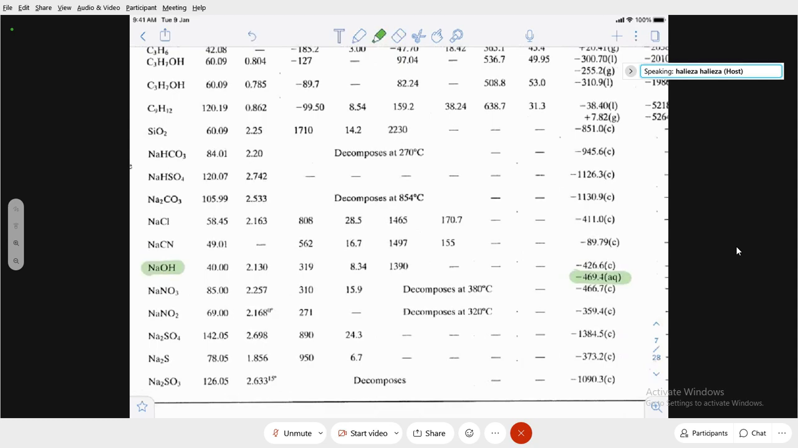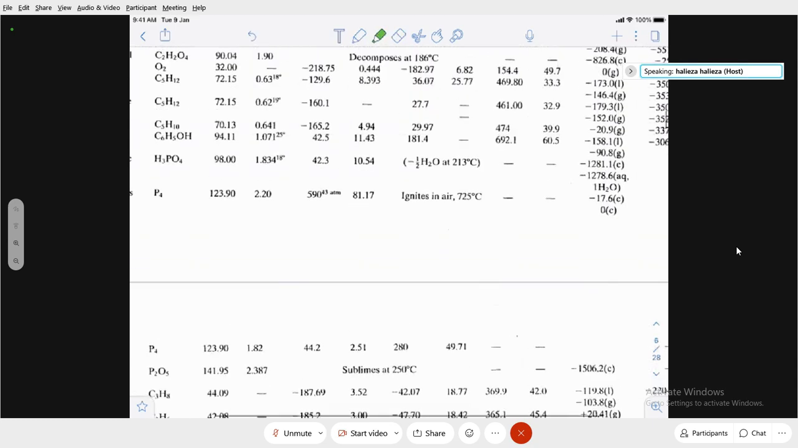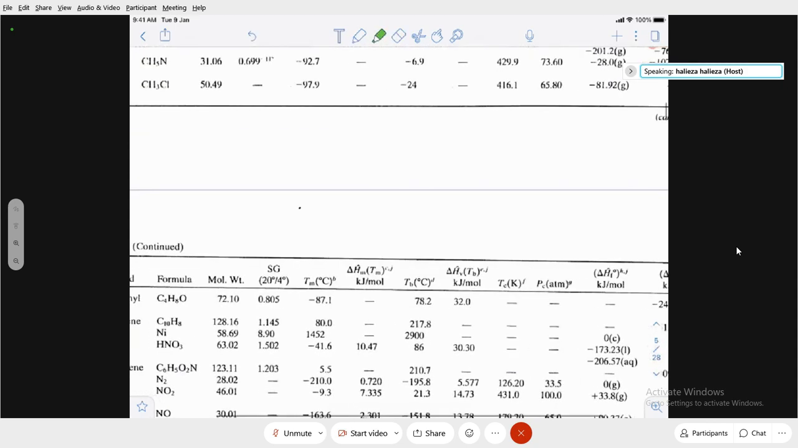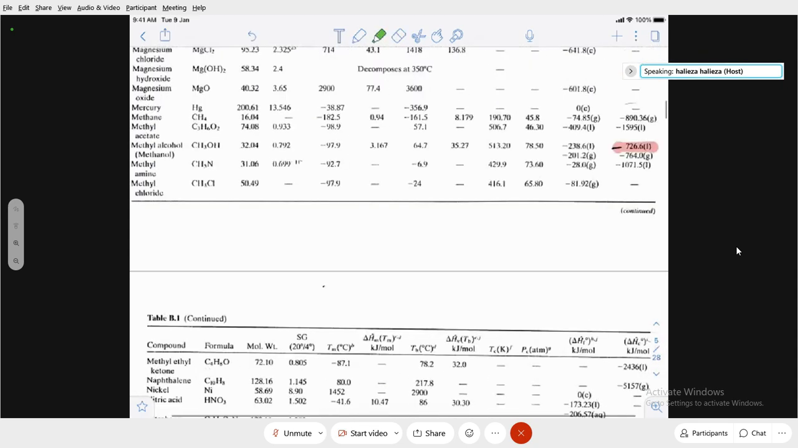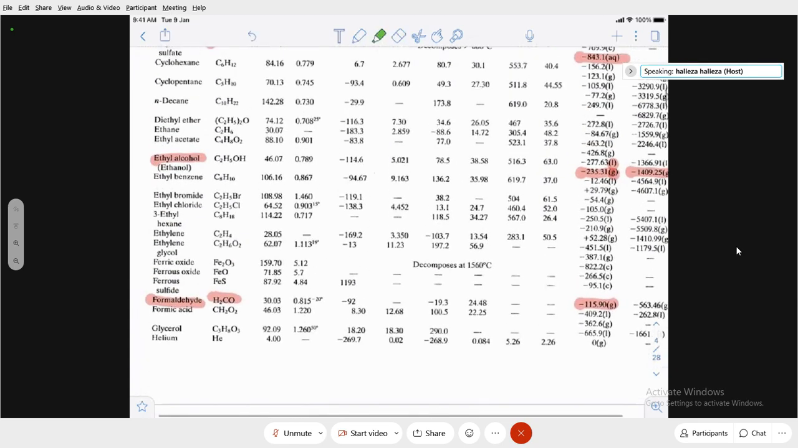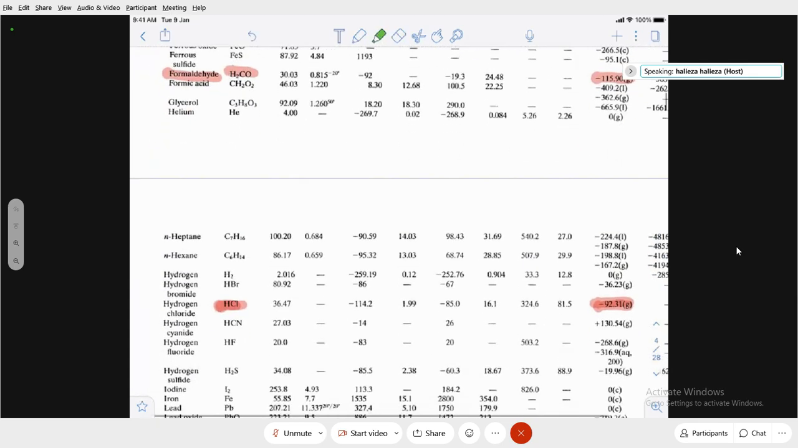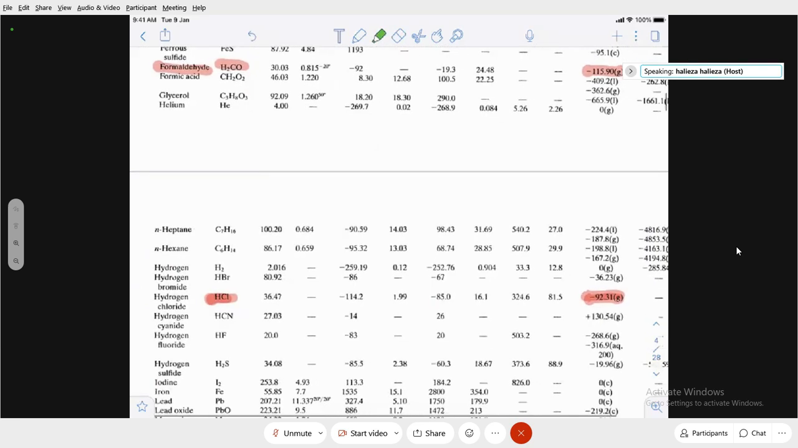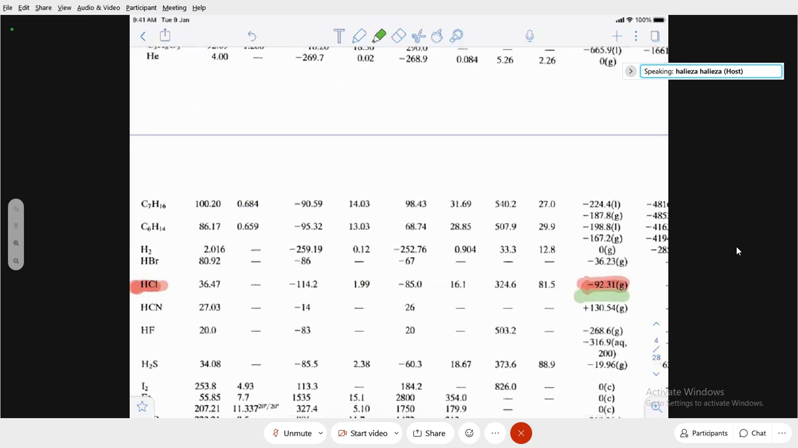The other one is hydrogen chloride. So let's look at hydrogen chloride. Okay, no, it's not available. Why? Because you don't have the aqueous term there. You just have the gas, the heat of formation of the solute. So the heat of formation of the solution is not given for hydrogen chloride. You only have it for sodium hydroxide.